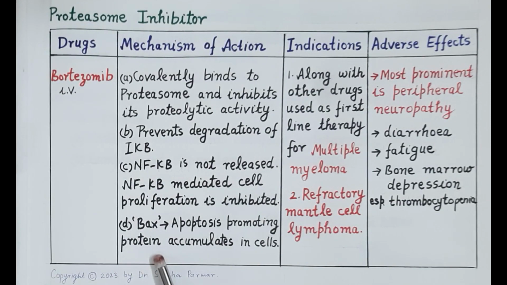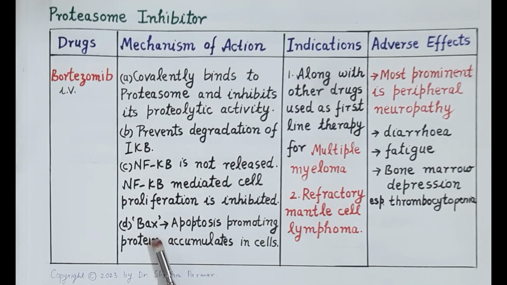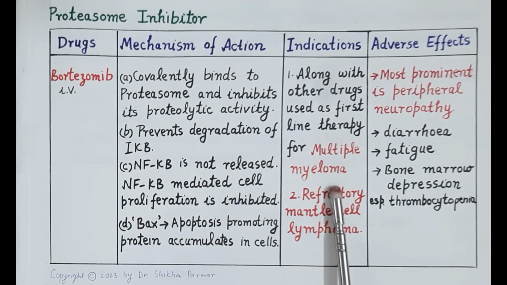Now in addition to this, since the protein breakdown is prevented, this causes accumulation of Bax protein in the cells, and this Bax protein promotes apoptosis of abnormal and mutated cells. So overall, this stops the proliferation of cancerous cells. Now, bortezomib is used along with other drugs as a first-line therapy for multiple myeloma, and it is also used for refractory mantle cell lymphoma.